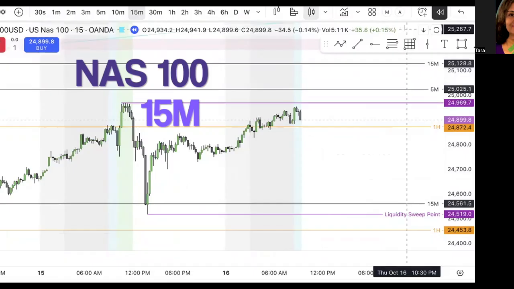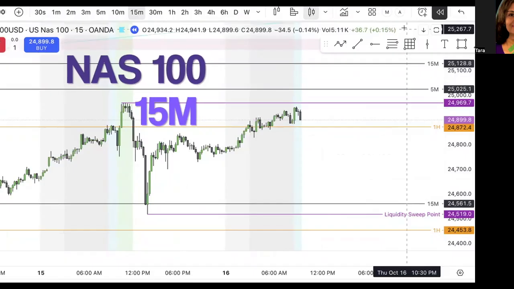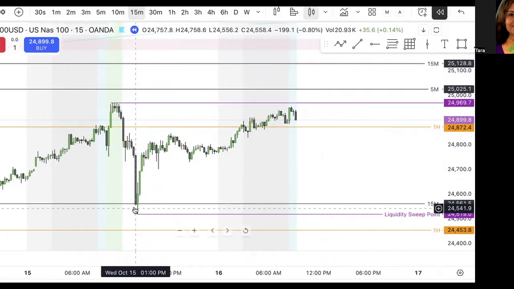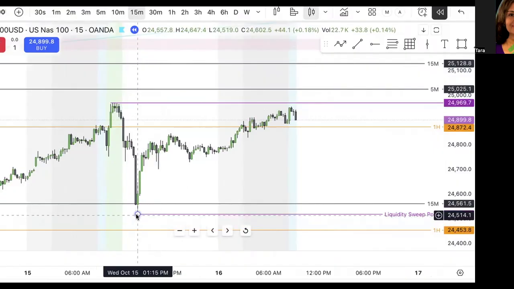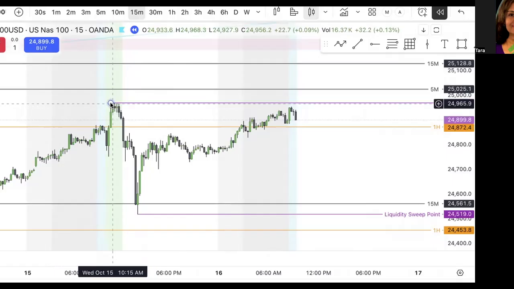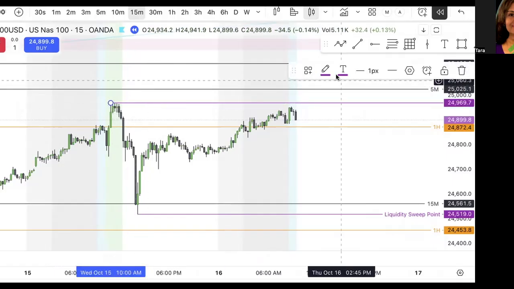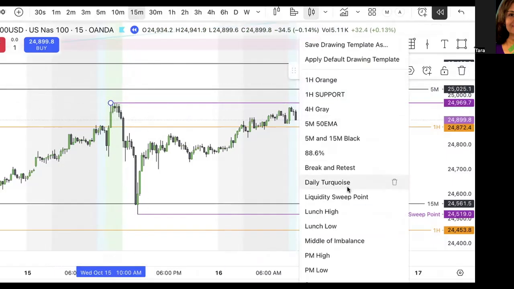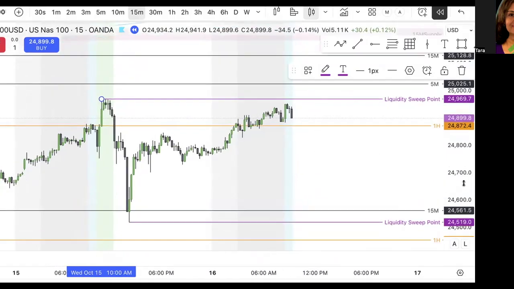So here we are in the NAS 100 15-minute chart, and we've noticed that we've marked some areas of liquidity. We've got a liquidity point down here, which shows yesterday's low, and liquidity sweep point up here that shows yesterday's high. So we know those are generally pretty important points on the chart.